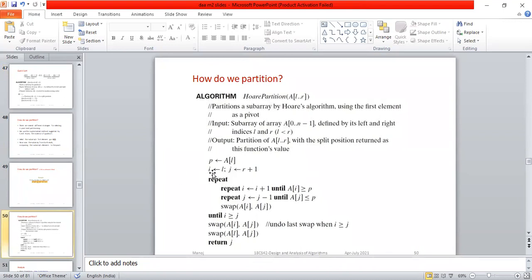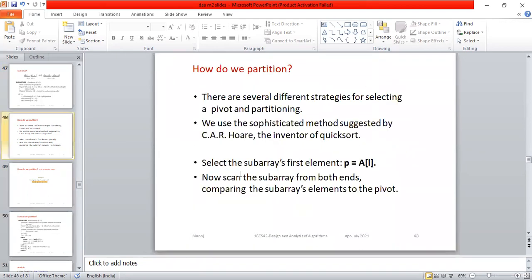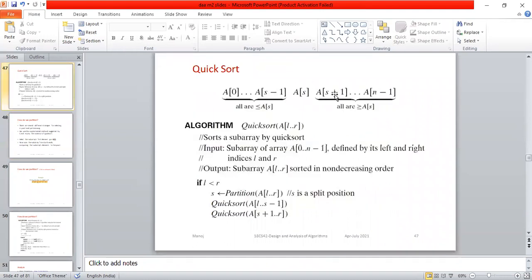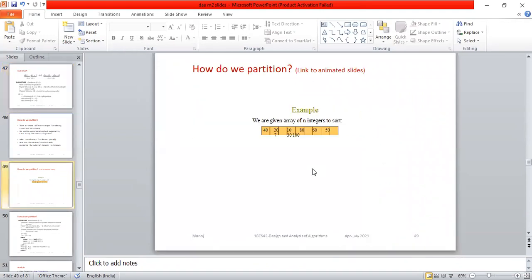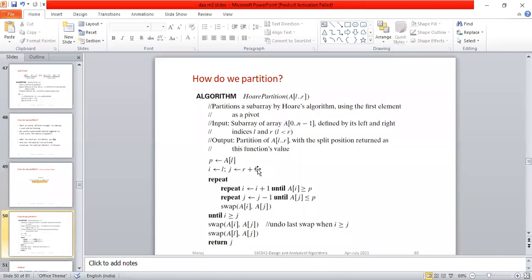Left will start with I, so L is represented by I. And the second subarray, right, is starting at where? It is S plus 1. So right is starting at S plus 1. That's why we take it as R plus 1. So J is at R plus 1. So where are I and J? I is at the left subarray's first element. Where is J? The right subarray's first element.